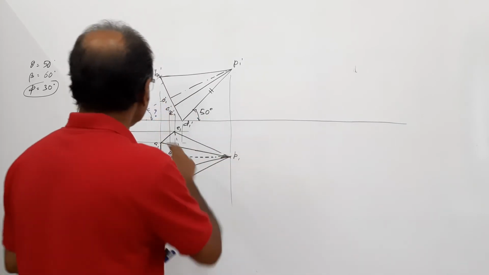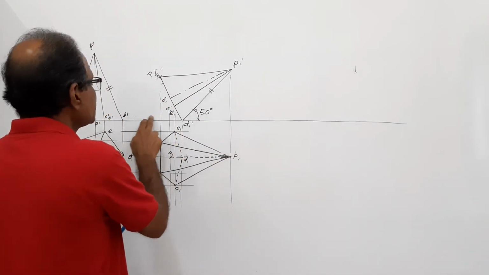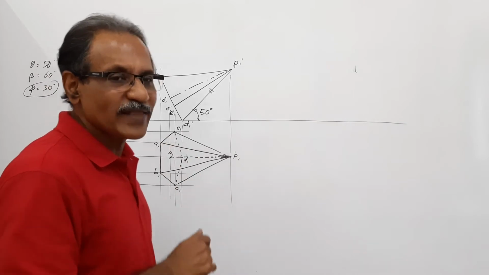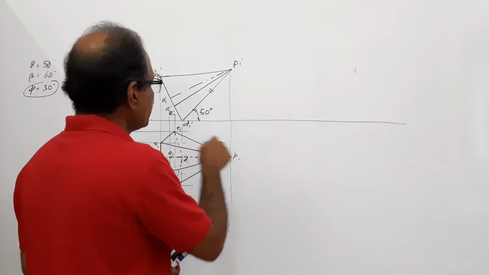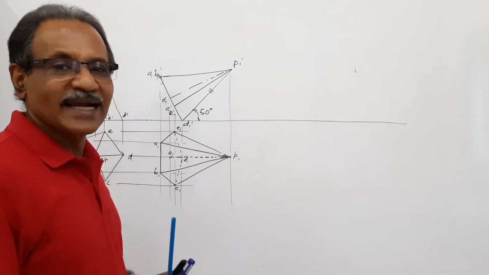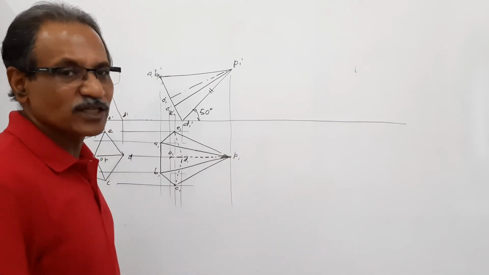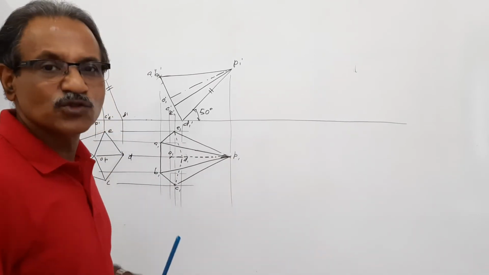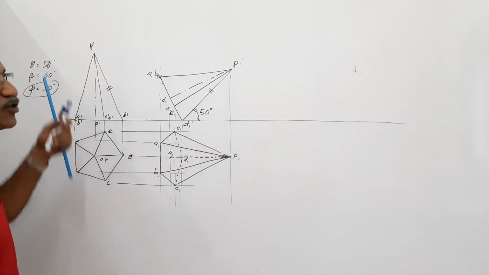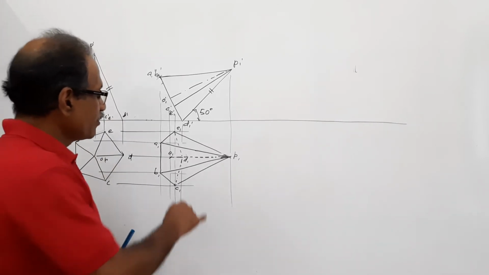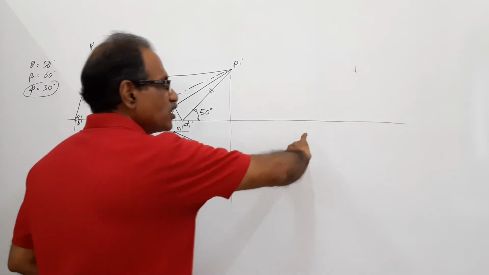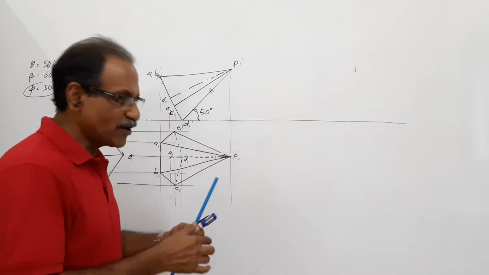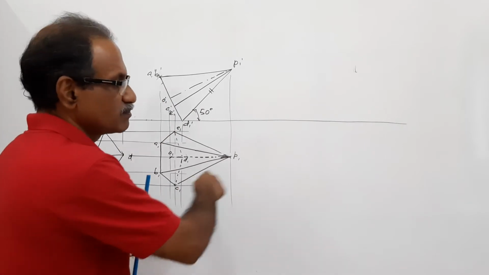Okay, forget it. Now, the question says the top view of the slant edge, which is the top view D1P1, makes 60 degrees to the XY line, beta equals 60 degrees. Where is the top view of the axis? D1P1 now is parallel to the XY line. Yet it has to make 60 degrees to the XY line. So what you have to do is redraw this plan.